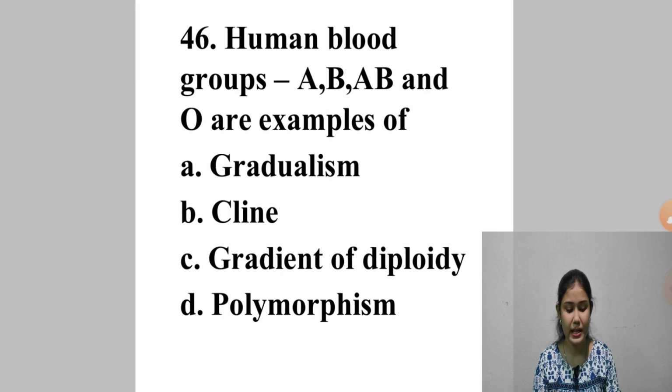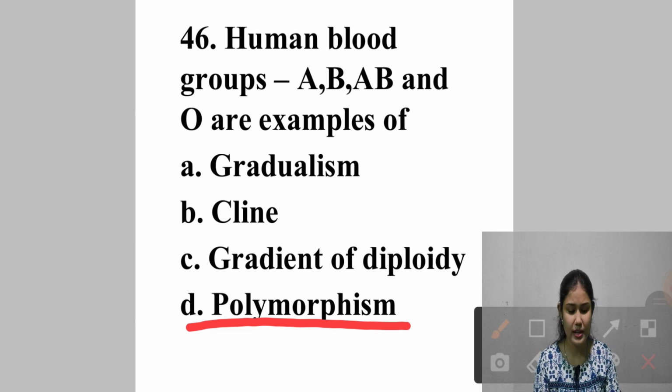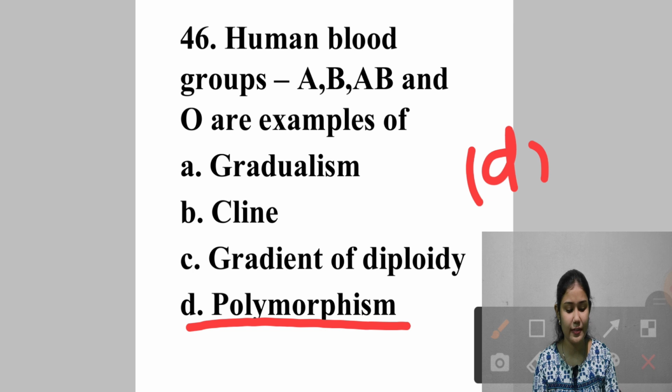Human blood groups A, B, AB and O are examples of A, gradualism, B, gradient of Klein, C, gradient of diploidy, D, polymorphism. Okay, it's a very easy question. हमारा blood group जो है that shows polymorphism. Okay, so answer will be option D. Now come to question number 47.